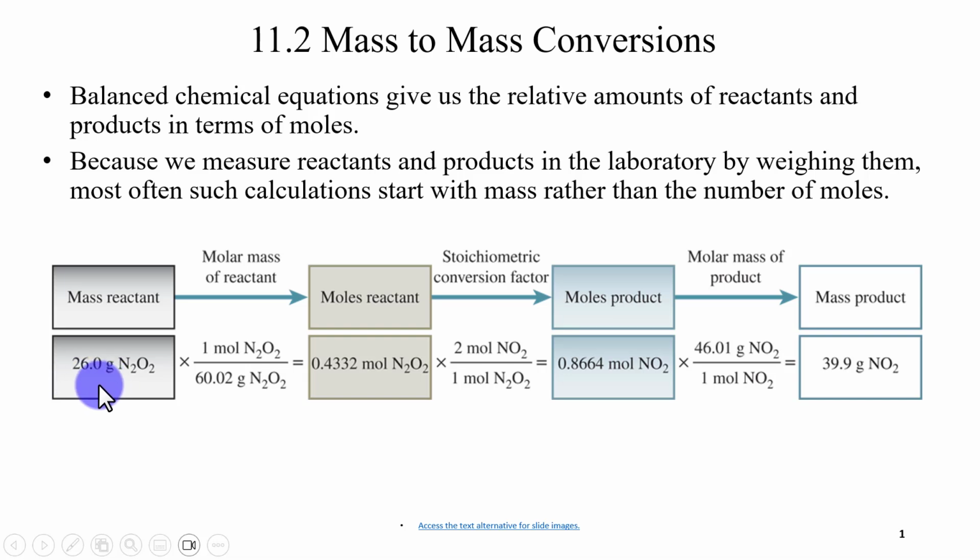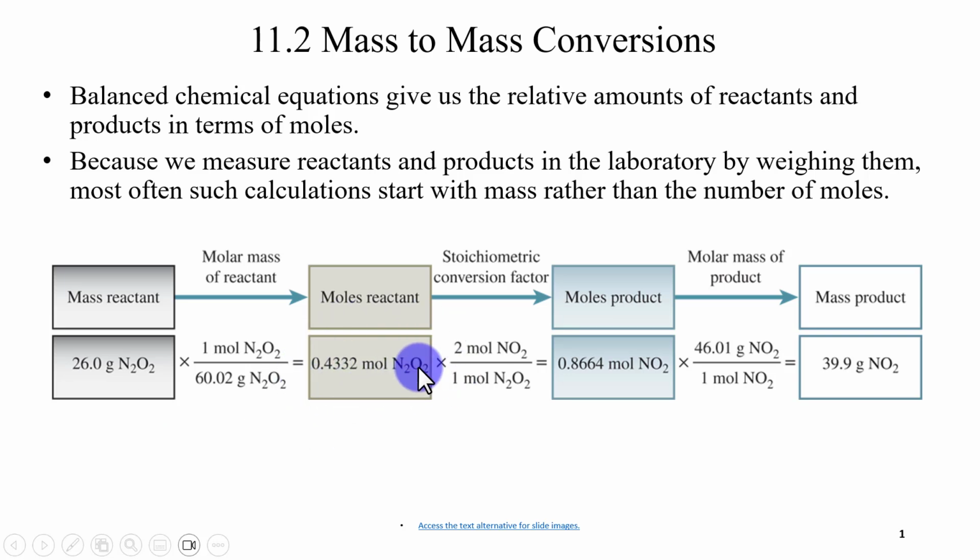I'm starting with grams. To convert to moles, going from grams of N2O2 to moles of N2O2, I use the molar mass of N2O2, and I can calculate that knowing the mass of nitrogen, and I have 2 of those, and the mass of oxygen, and I have 2 of those. If I add them all together, I should get 60.02 grams for every mole. Since I start out with grams, I divide by the molar mass to give me moles, and this is how many moles of N2O2 I have in 26 grams.